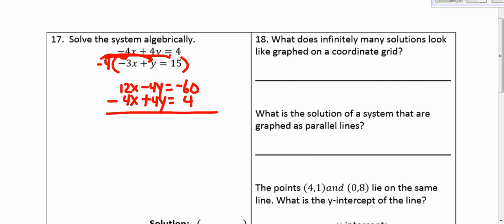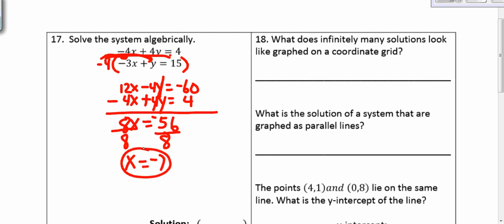So I have 12x minus 4x. So that's 12x minus 4x, and you get 8x. This cancels, and you get 56. And it's a negative 56. And you divide by 8. X equals negative 7.